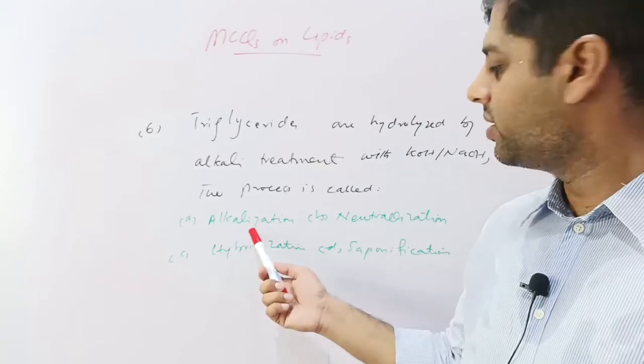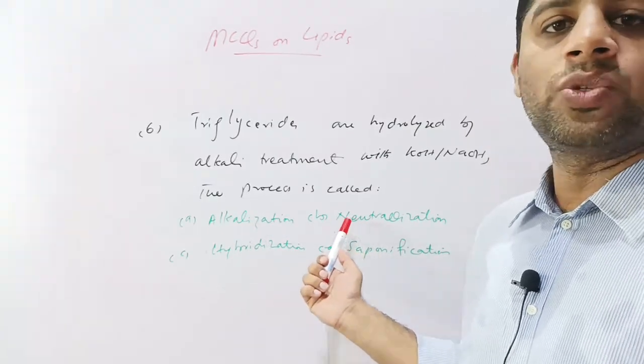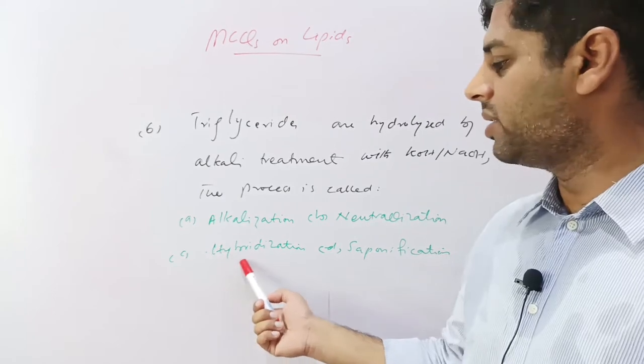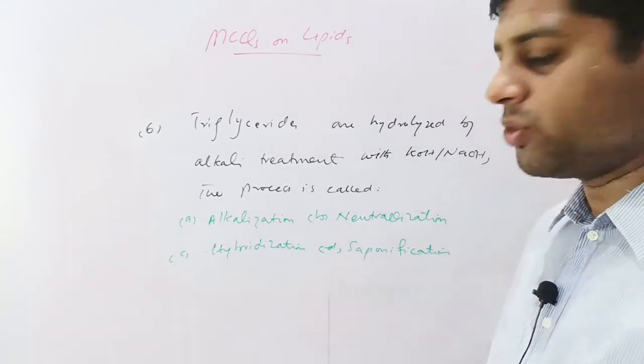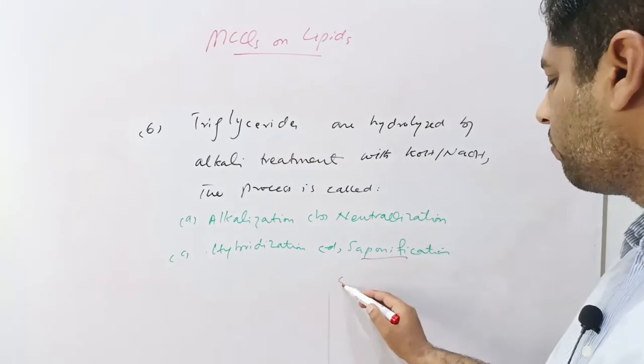Alkalization is the addition of alkalis, neutralization is the addition of alkalis to the acids, hybridization is the mixing up of the two chemicals. Saponification is the technical process of formation of soap. Saponification is the soap formation.